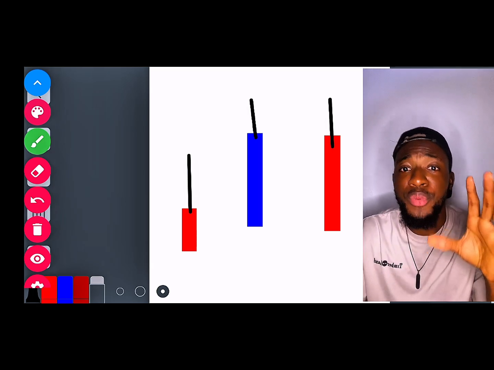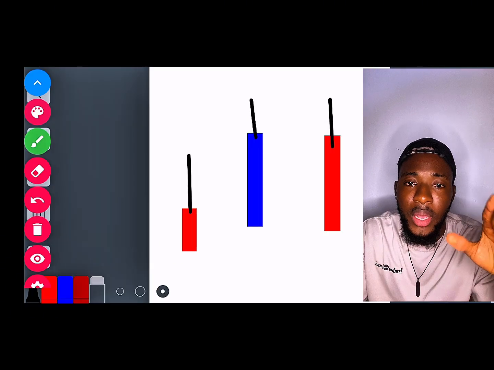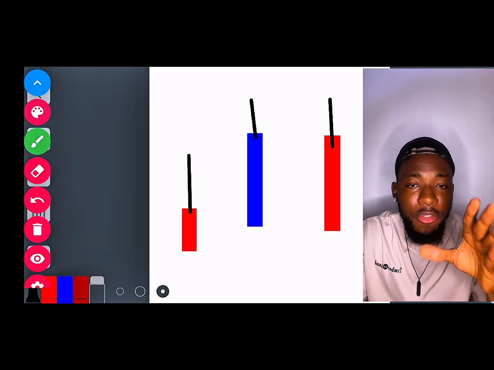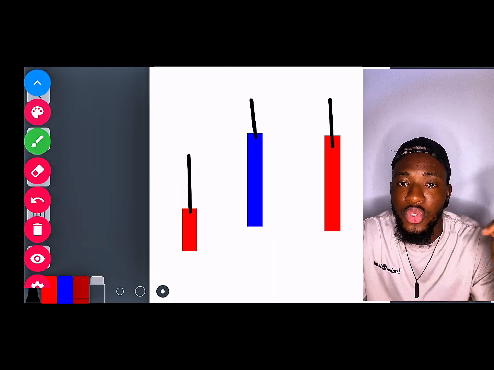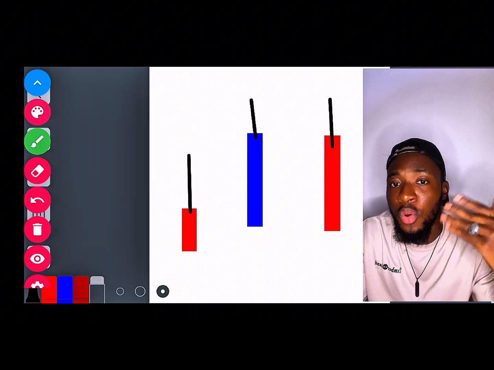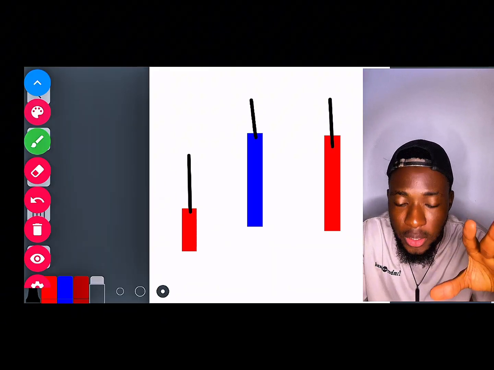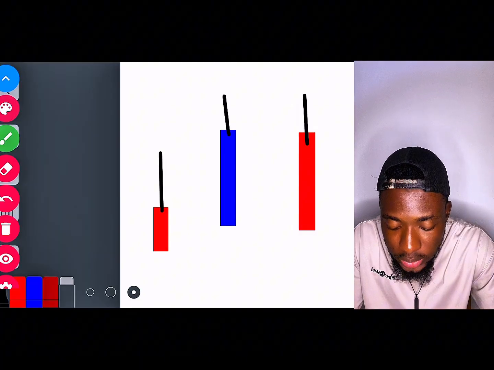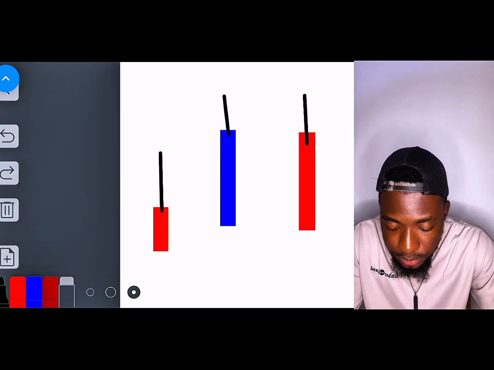This is going to be a build-up of my first videos on candlesticks. I've made a video about how candlesticks are formed. For beginners, you should watch that video before this one, because this is a continuation from that, and if you watch it, you'll understand this one better. So we know how candlesticks are formed.